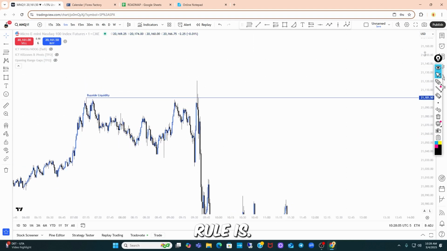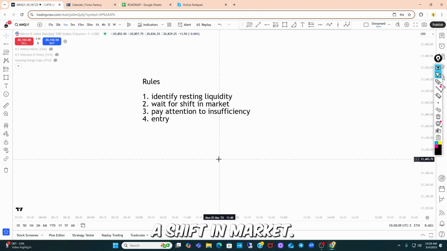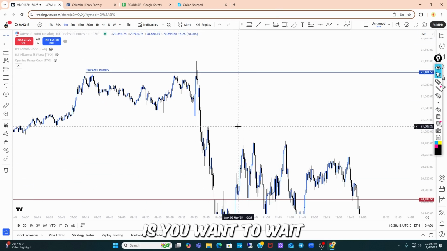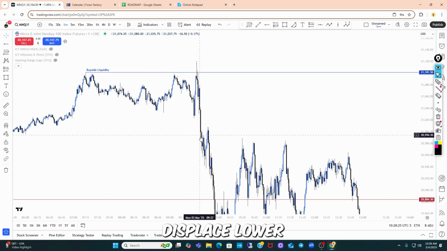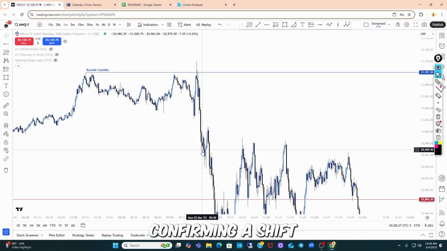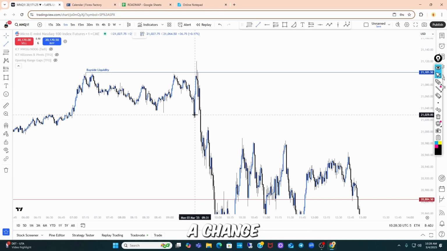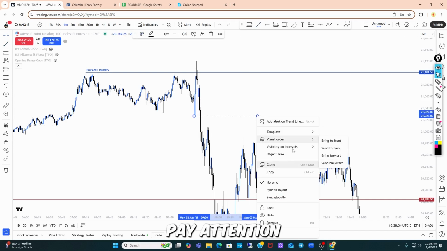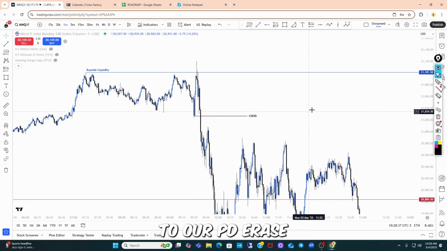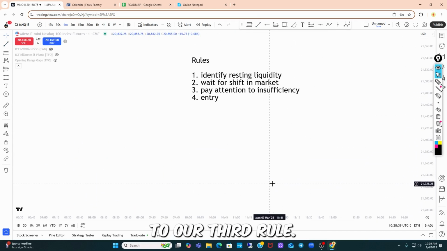So our second rule is wait for a shift in market. That's pretty key, is you want to wait for a change in state of delivery to the downside if we're targeting sell side liquidity, to determine now that price wants to run to that draw of liquidity. So here you can see once we've swept buy side liquidity, we then displace lower, confirming a shift in market. Once we've received a change in state of delivery to the downside, we now want to pay attention to our PD arrays.